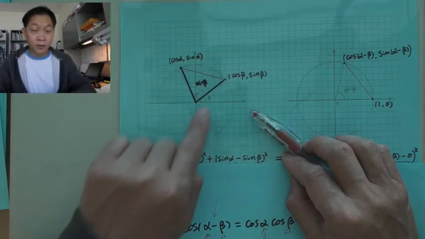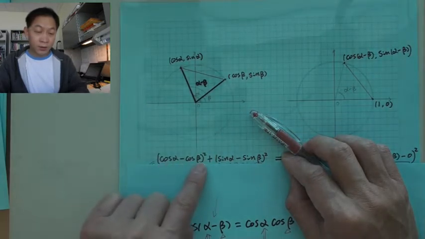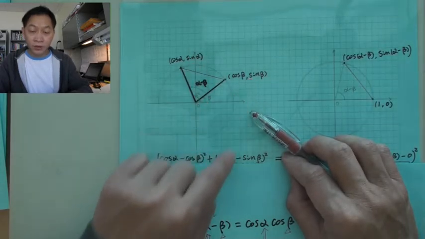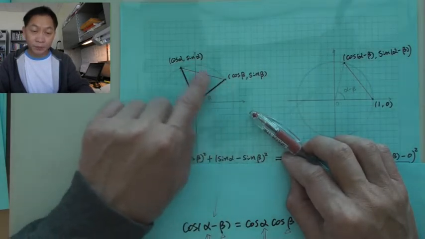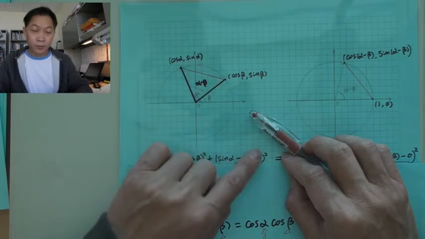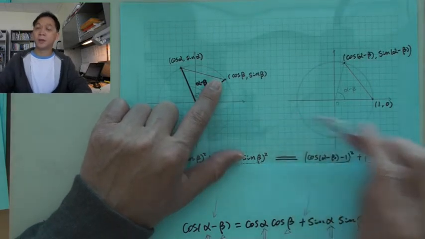This one is from this picture. The x coordinates, choose the difference squared, plus the y coordinates, choose the difference and then squared. So we got the distance squared of this red one.